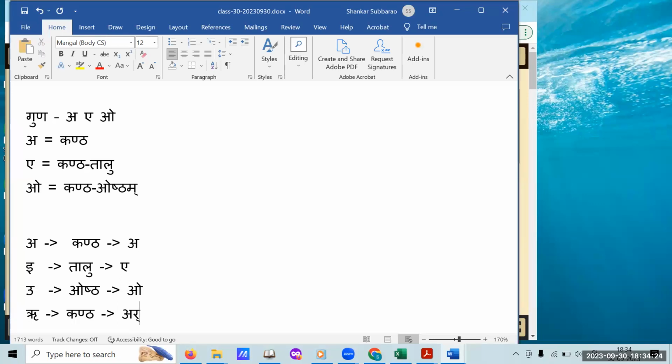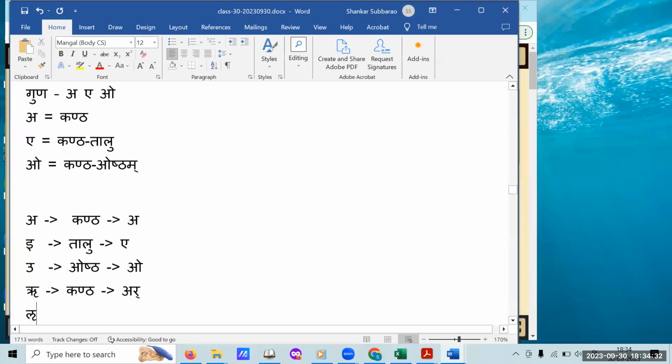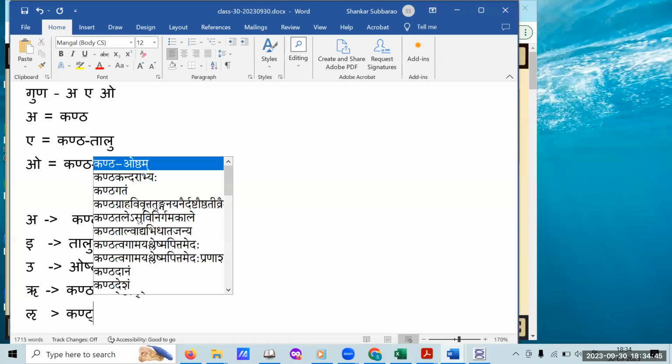So what is the corresponding letter for that? Ra. Among ra and la, ra is the letter. So what will you get? Ar. Correct? And what will happen if it is l? What is sthanam now for l? Kantha. Kantha again. Why? You're looking only at the ach component, so you'll again get kantha.